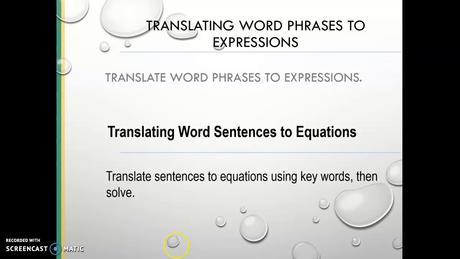In this video, we're going to talk about translating word phrases to expressions, and then the next part is translating word sentences to equations. Okay, so we will divide this topic into two parts. Okay, so let's proceed.